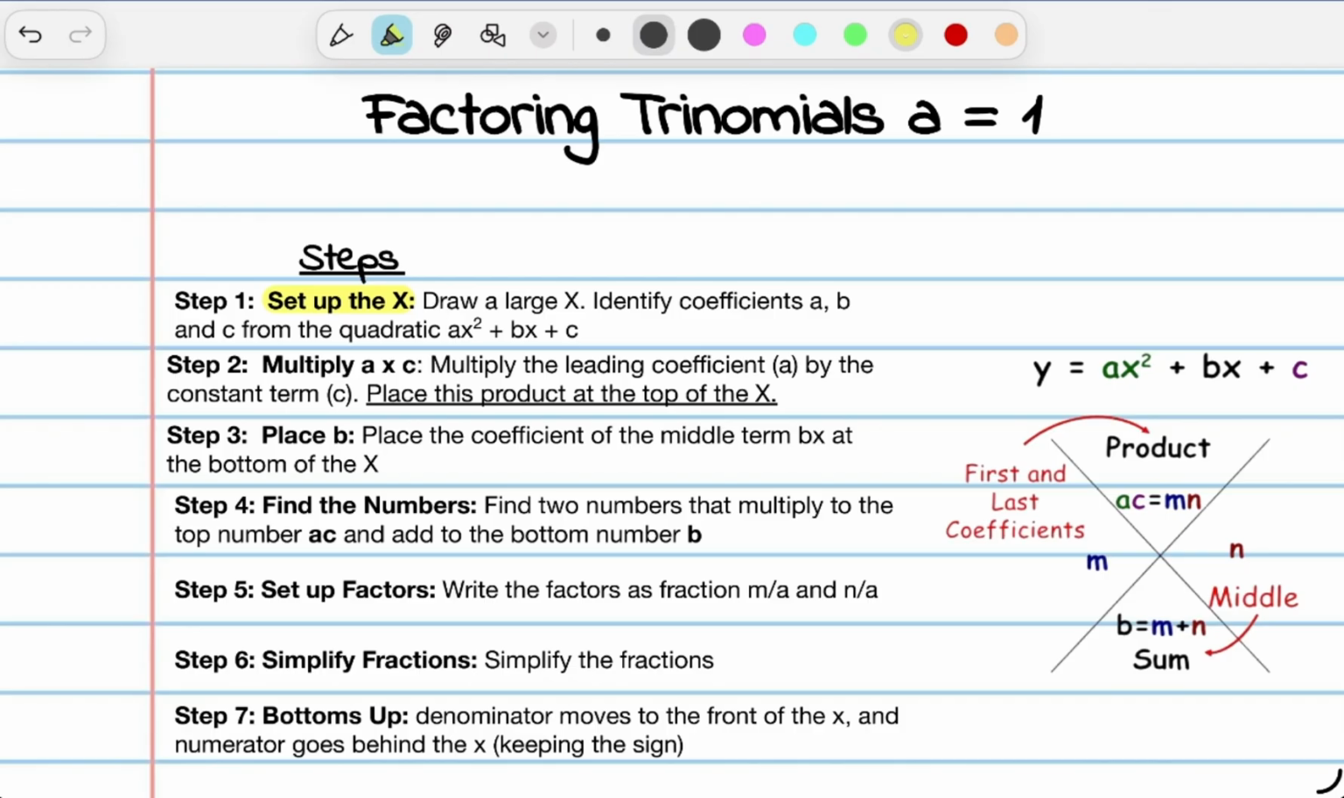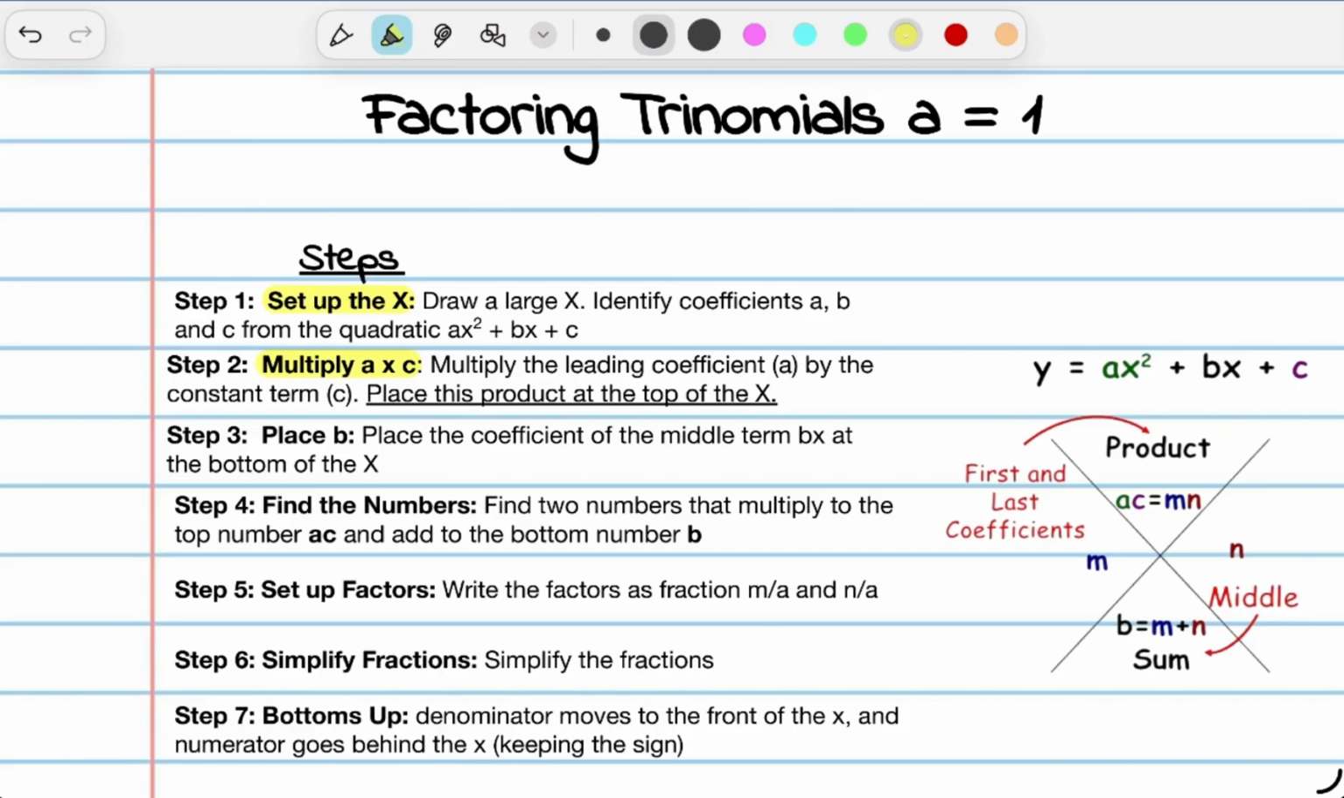We're going to then identify the coefficients, which are the a, b, and c, from the quadratic, which has a template that we follow, which is ax squared plus bx plus c. Then step 2 says we're going to multiply the a times the c. What that means is we're going to multiply the leading coefficient a by the constant c, and we're going to place that at the top of the x, okay?